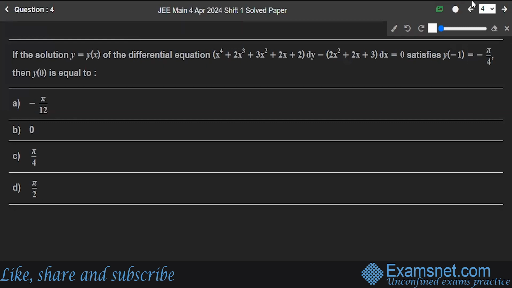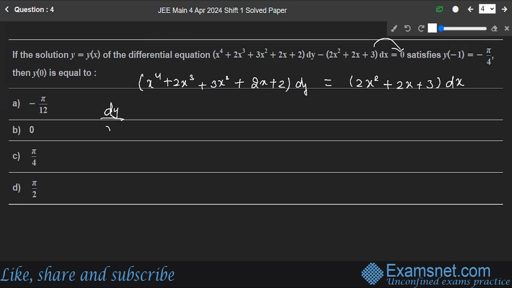Question number 4. If the solution y is equal to y of x of the differential equation satisfies y at x is equal to minus 1 is minus pi by 4, then you have to find out the value for y at 0. Okay, so here is your differential equation, x to the power 4 plus 2x cubed plus 3x squared plus 2x plus 2 dy, taking it on the other side, the right hand side, is equal to 2x squared plus 2x plus 3 dx is equal to 0.